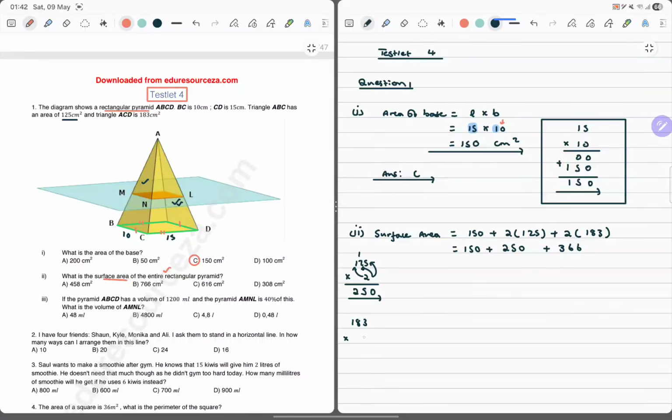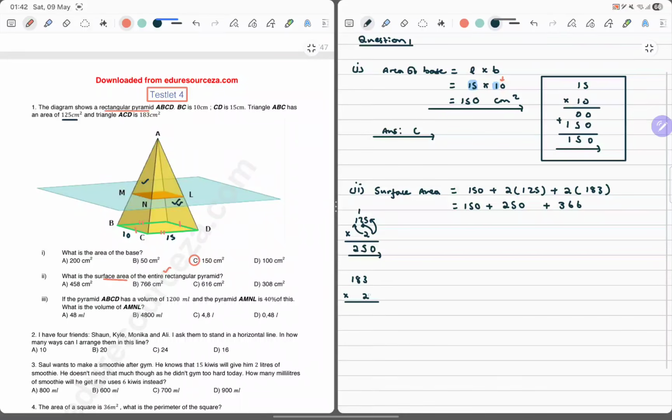183 multiplied by 2. Okay, let's check that out. So what does it show? So 2 times 3 gives us 6. 2 times 8 is 16. Put 6 and carry 1. 2 times 1, that's 2, plus 1, that's 3. We are good. We got it.